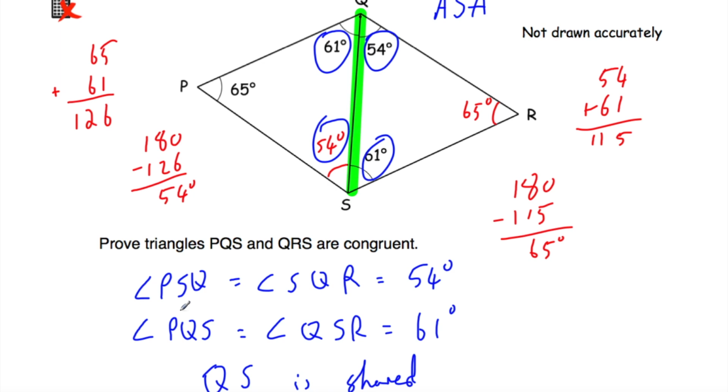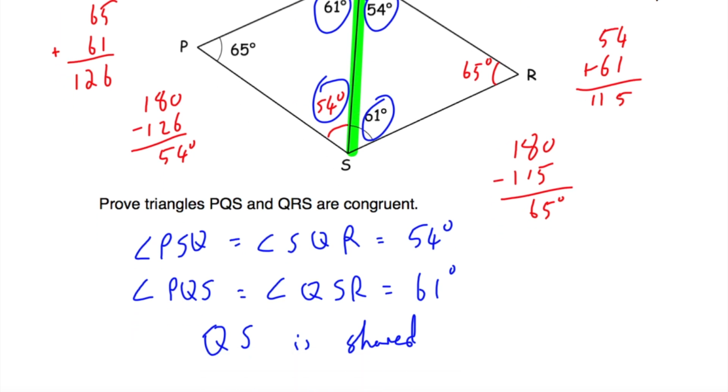Then I stated that angle PQS is equal to 61 degrees, and angle QSR is equal to 61 degrees as well. So those two angles are the same as each other. And then finally I've said that the side QS is shared, that this side is shared.